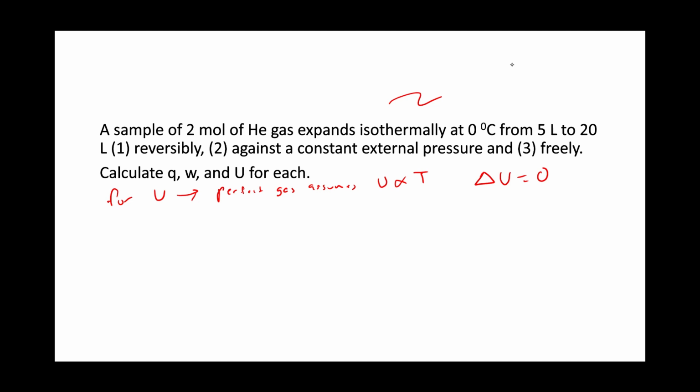And so if delta U equals 0, then for all of them, Q is going to be the opposite of W. Same value, but opposite sign. So that's how we would get Q, heat, for each one of the 3 different things. If the work for reversible was negative 6,000, and then negative 3,000 joules, and then 0 for free expansion, the heat would be the same value, just opposite sign.